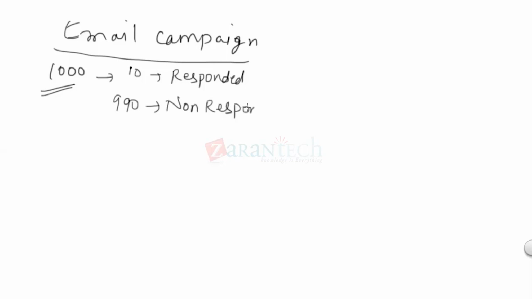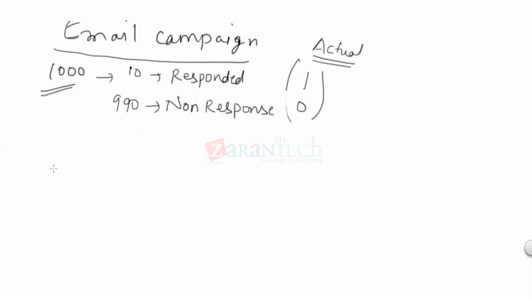Let's say there is an email campaign in which a company is targeting 1,000 people to make purchases of a particular item. Usually for email campaigns the success rates are very low, something around 1% or 2% or even less. So let's say out of these 1,000 people, 10 have responded positively, meaning they bought the product using that link, and 990 have not responded. This is the actual situation. So this is 1 and this is 0, right?